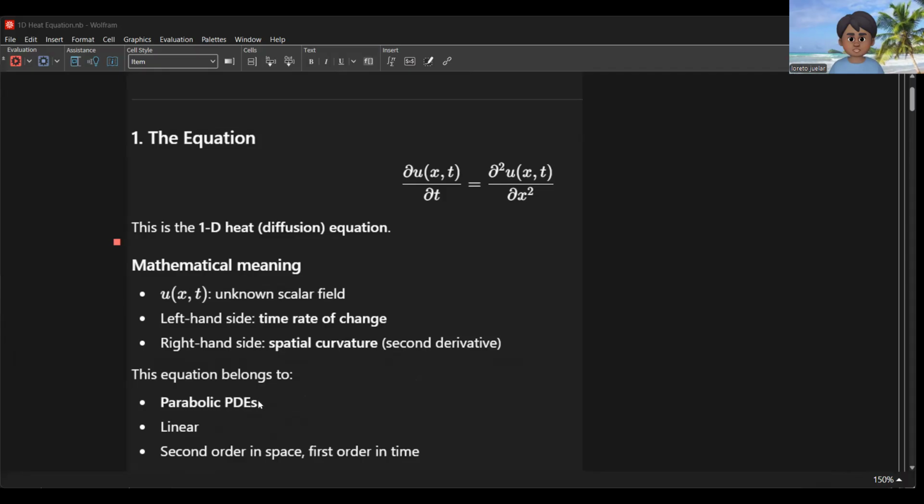So this equation belongs to the parabolic PDEs. This is a linear, second order in space and first order in time.